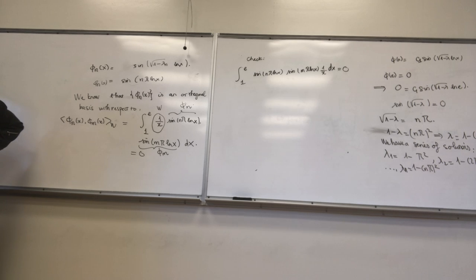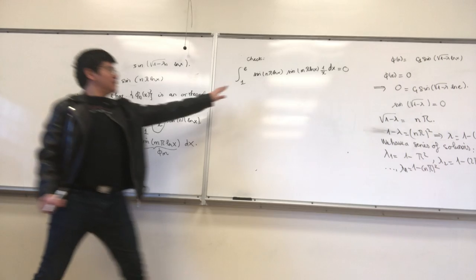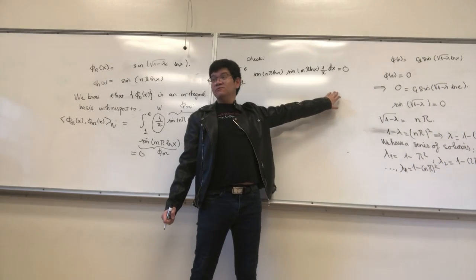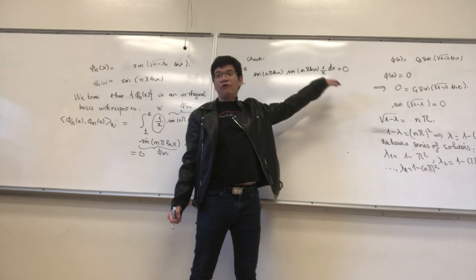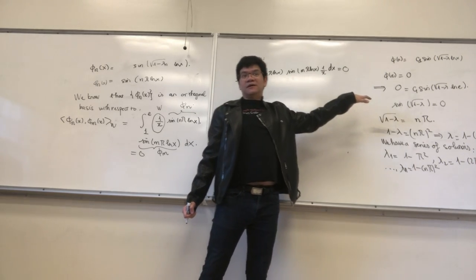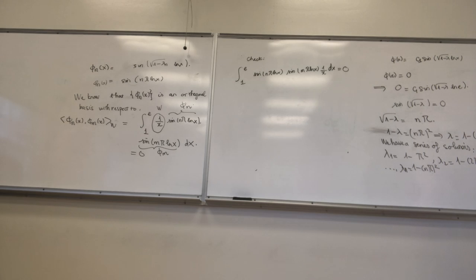So any ideas of how to prove that this is 0? Anyone else? I want to prove that this is indeed 0, right? So this is my phi n, this is my phi m, this is w. And theory said that this integral has to be 0 because they're orthogonal, right? But I want to check by hand that this is really 0.